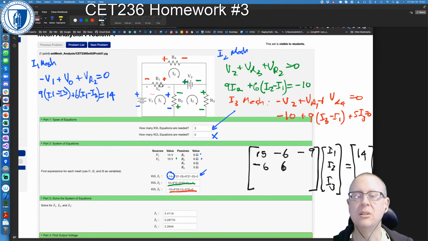Oops, didn't get my eraser. Let's get my eraser. There we go.